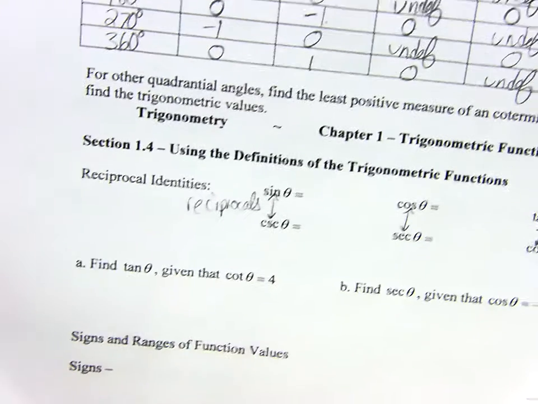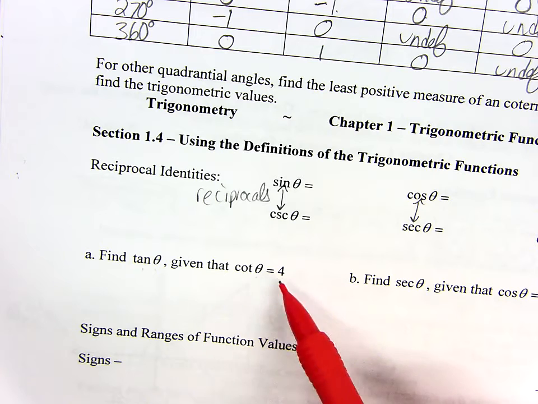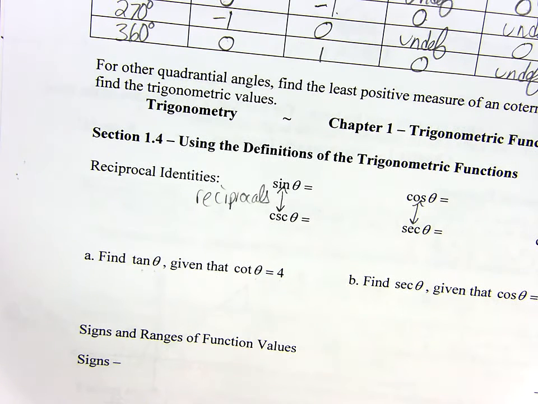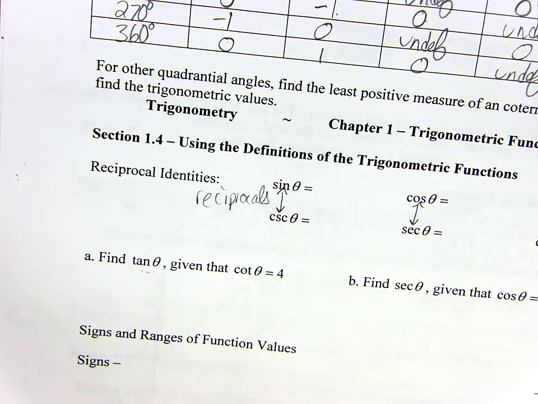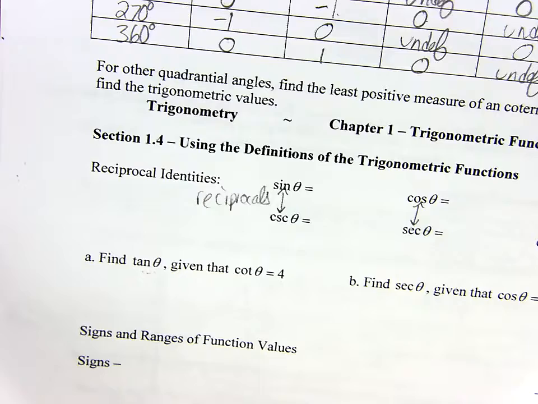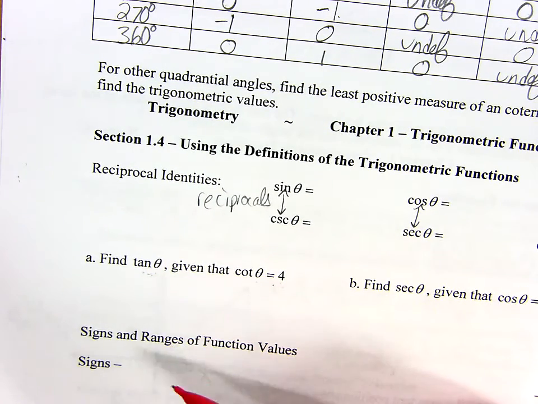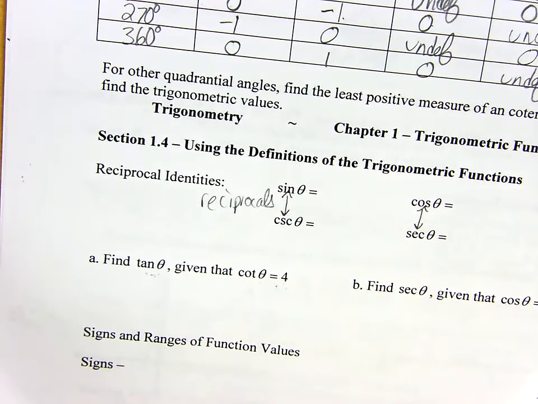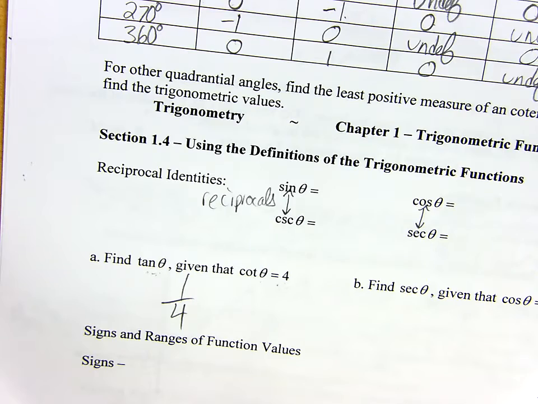So if you look at example A, find the tangent of theta given that the cotangent of theta is 4. Well, if tangent and cotangent are reciprocals of each other, and this is 4, that means this must be? Say it with confidence. I know you know. If this one's 4, this one's got to be 1/4 because they're reciprocal functions of each other, right? So that answer is just 1/4. So look at B.